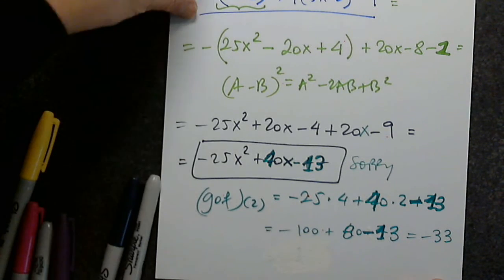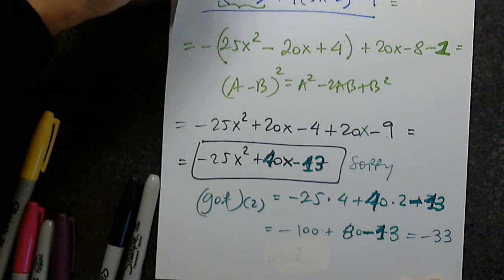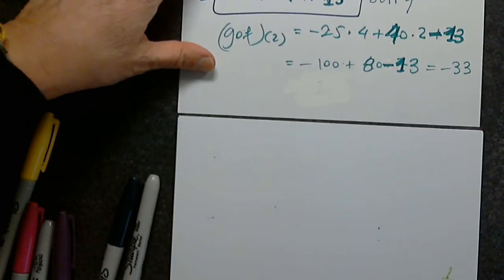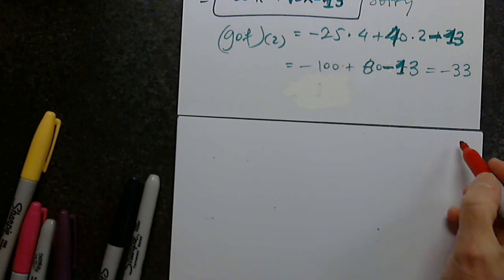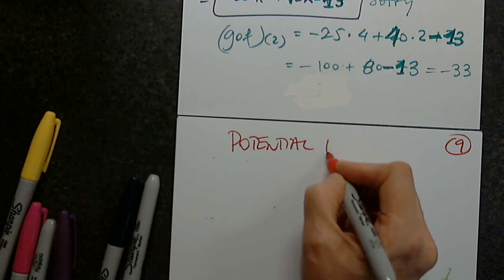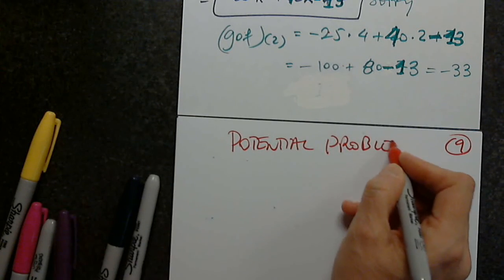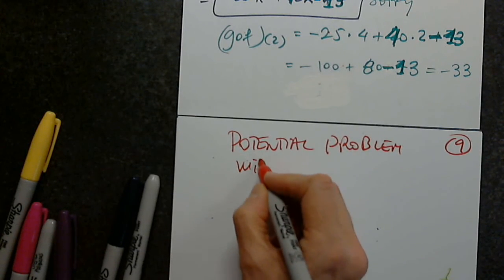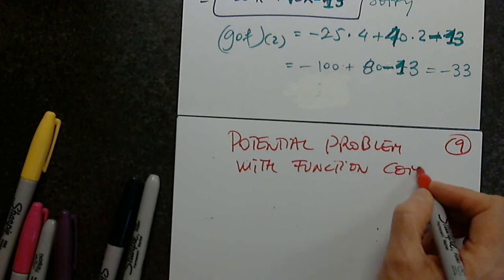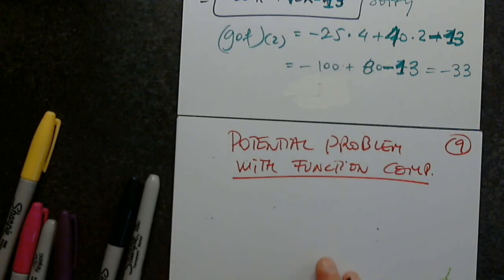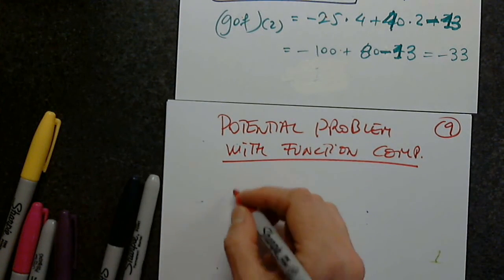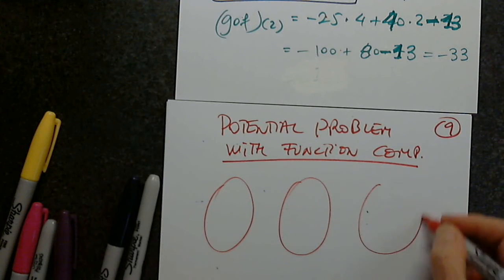Okay, let's talk about the potential problem. I will not test you on that, but I would like you to see it. Potential problem with function composition. But we're not going to see this. No, I'm not going to ask you this one, no. So let's go back to the bubbles.